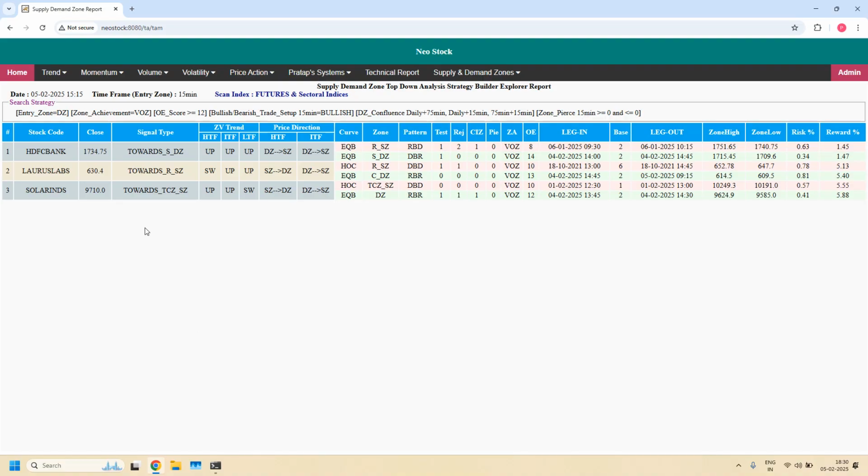In all the three stocks, these 15 minutes demand zones are overlapped with 75 minutes demand zone. Both together again overlapped with daily demand zone. And the daily trend is up in two stocks. In these two stocks, if any of the daily demand zones have daily EMA confluence, they are even more high probability trade setup supported stocks.